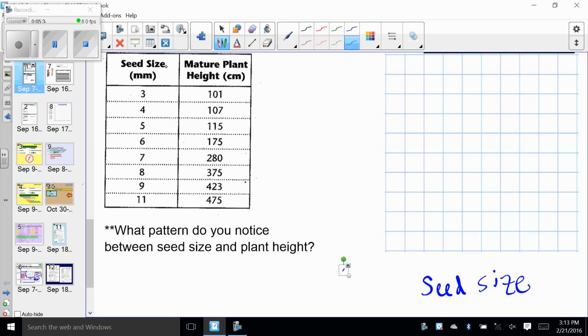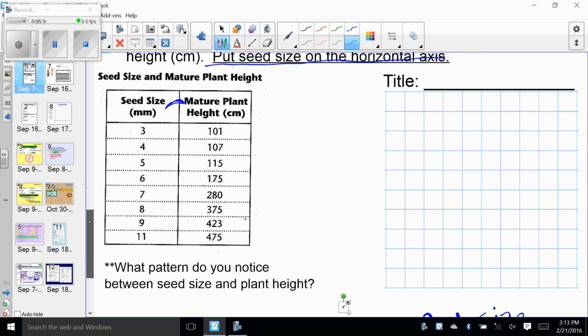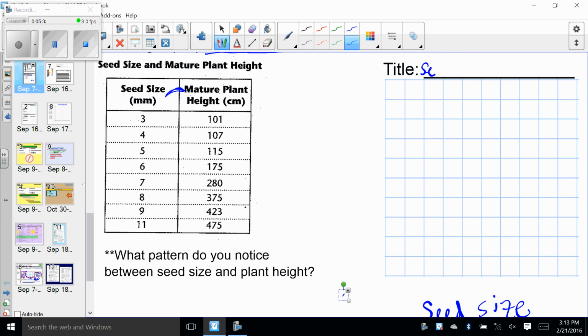For our title, we're really comparing these two things, so I'll use that as my title: seed size versus plant height. The seed size is measured in millimeters, and the plant height is measured in centimeters.